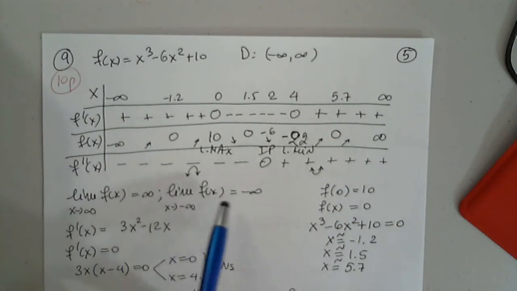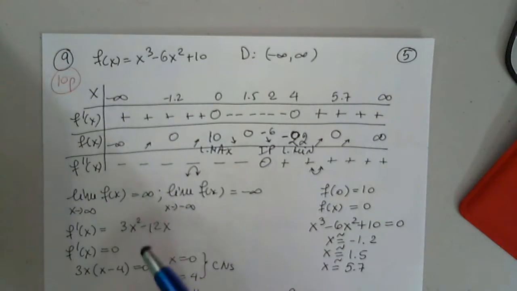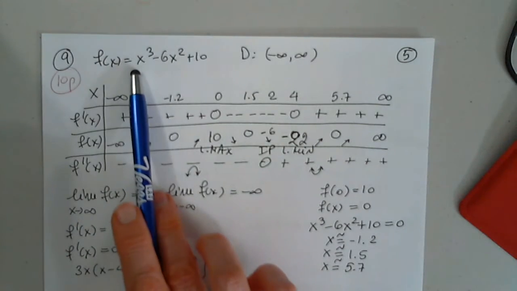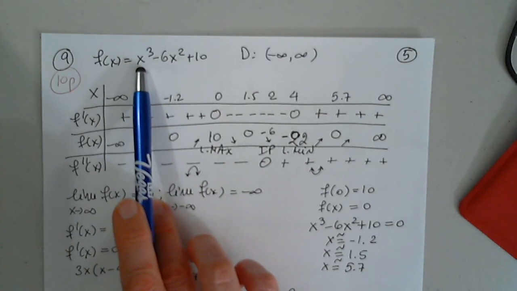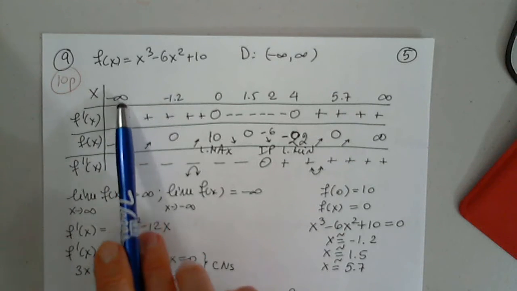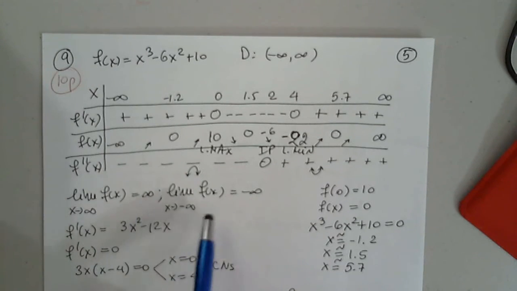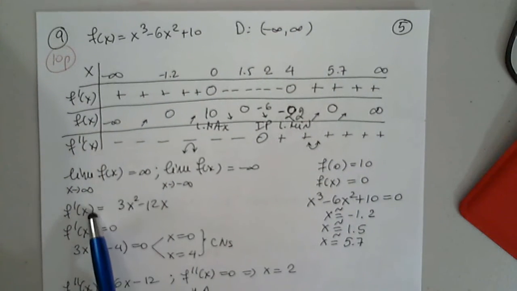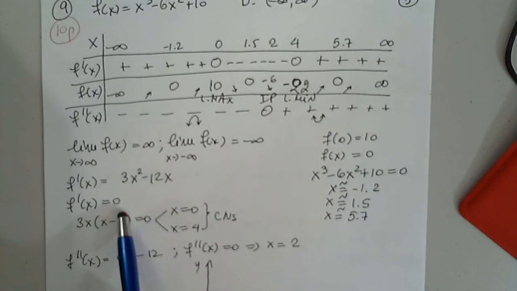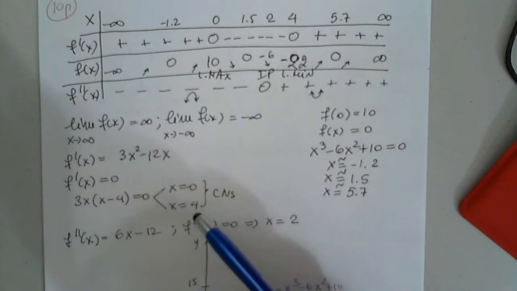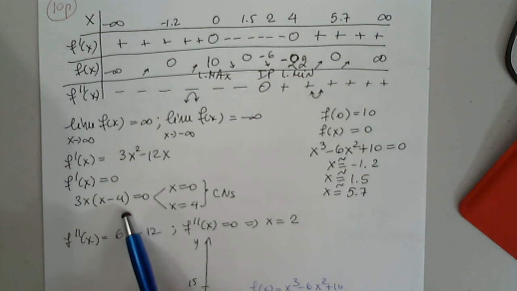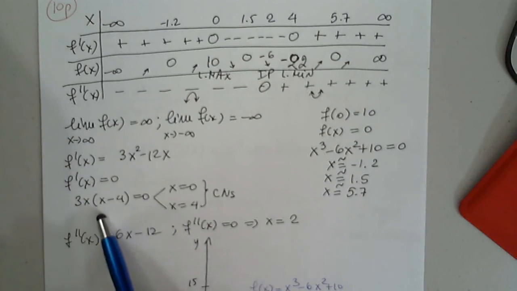I find the limits, left and right, sorry, at infinities. So this is the most powerful term at infinity. When x approaches negative infinity, the function approaches negative infinity, and respectively infinity. The first derivative, 3x squared minus 12x, when I set this equal to 0, I get two solutions, 0 and 4, because you factor out 3x.